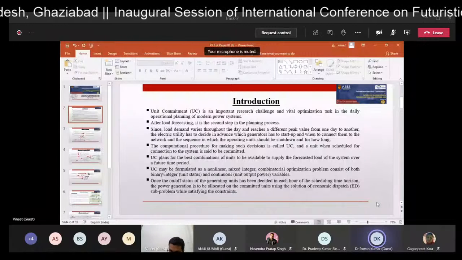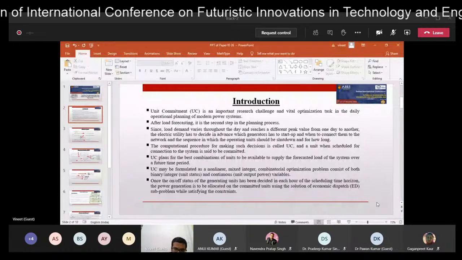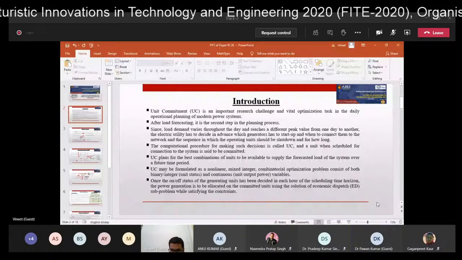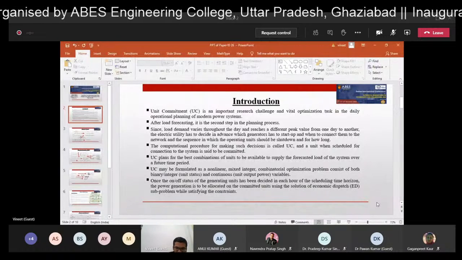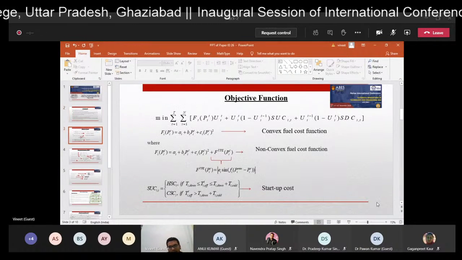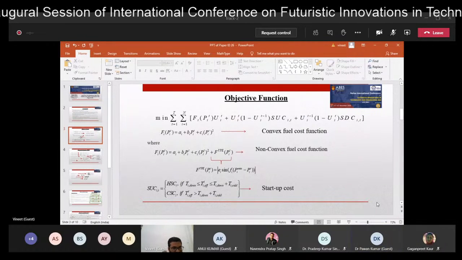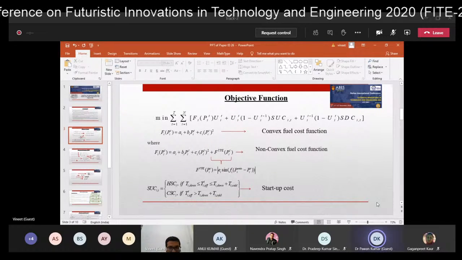Of the generating unit has been decided for each settling time horizon, then the dispatch of this complete process is to be done by the economic dispatch problem. Now, before starting, what is the objective function in the unit commitment problem?